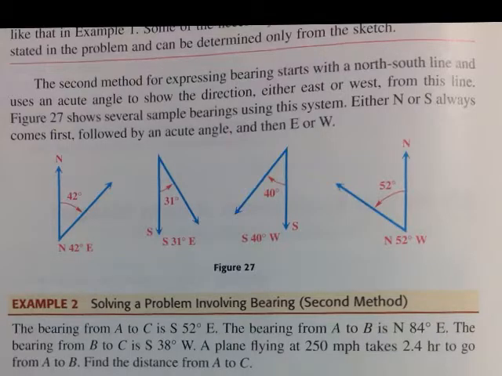But it's just a different way of saying it, because then it keeps all of your angles less than 90 degrees, and it also gives you the opportunity to use north 52 degrees west.